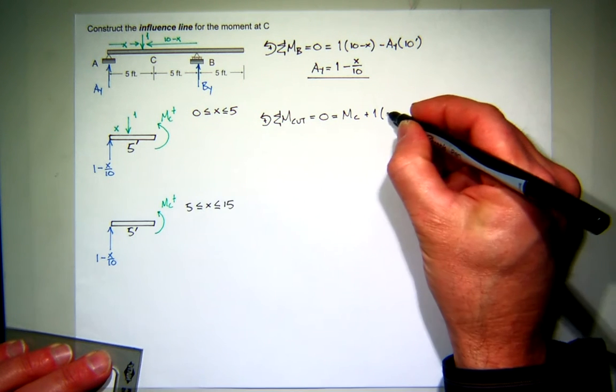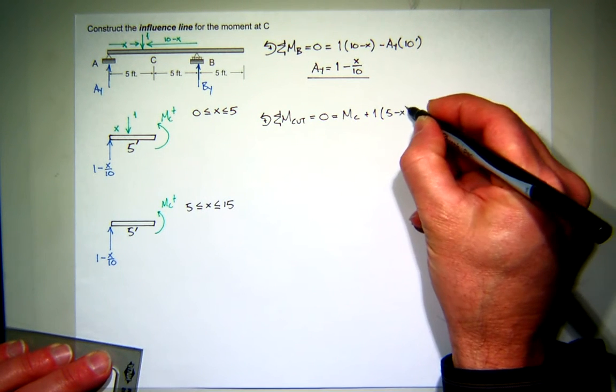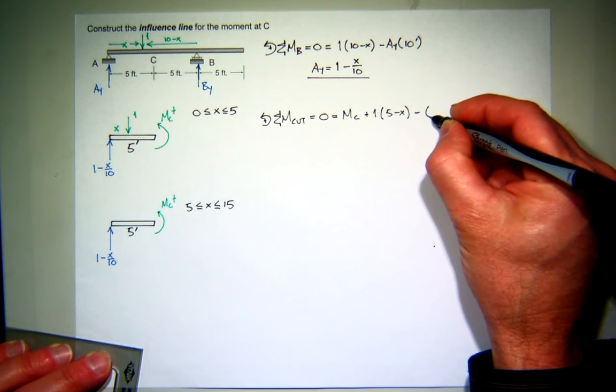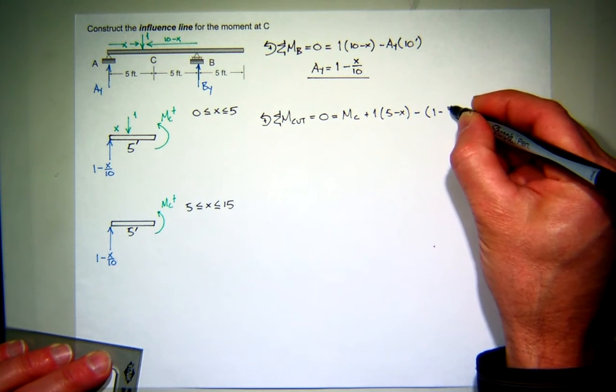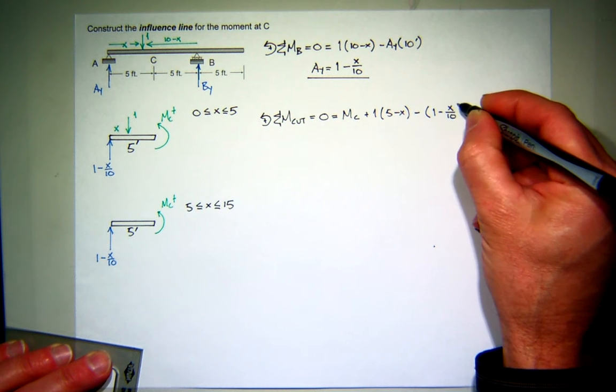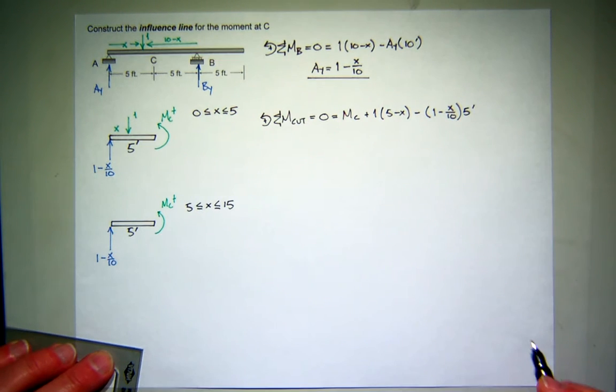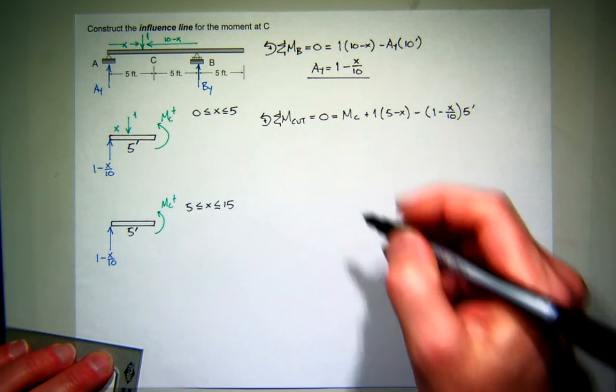5 minus x, that's right. And then I have my reaction creating negative moment, and that's 1 minus x over 10, and it has a moment arm of 5. So I just have a little work to do here.